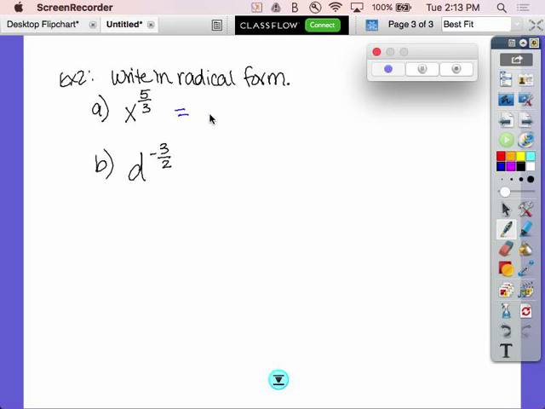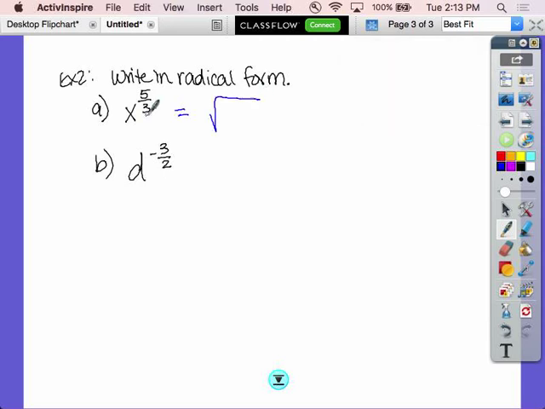Okay, so in radical form, anytime you see a fraction exponent, that means you're going to have a radical. The x goes under the radical. Which of these two numbers is the index? 3. Okay, now where do we put 5? There are two options. You can put it here or here. Sometimes this is more useful. Sometimes this is more useful. So what's our answer? Either one. Wait, that's the answer? Yes, that's the answer.